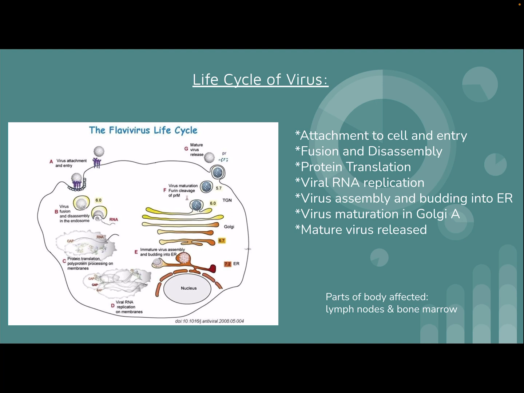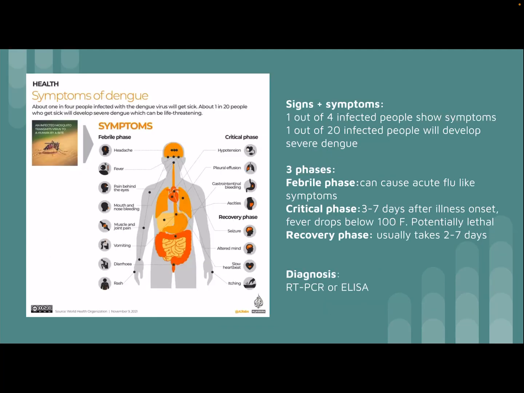it is released. The parts of the body affected are lymph nodes and bone marrow, and the cells affected are monocytes and macrophages. Signs and symptoms of the disease. 1 out of 4 infected people actually show symptoms. Most people are asymptomatic. 1 out of 20 infected people can develop severe dengue.